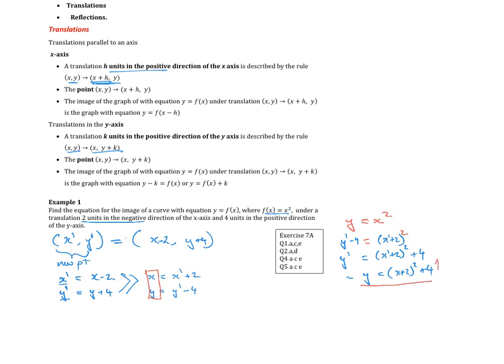A 4 here shifts it up 4 units. A 2 inside the bracket shifts it to the left 2 units. So it is possible that you might have been able to go straight to this rule just from the information given in the question. But I really do want you to practice this process, because it becomes really important when our equations become more complicated.